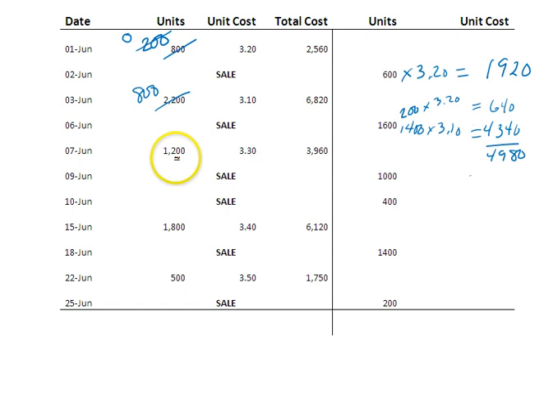Okay, June 7th, we had a purchase, no decision there. June 9th, we sold 1,000 units. So which 1,000 did we sell? Well, the first ones in were 800 of those, leaving zero. So 800 times 310, and then I sold 200 of those, leaving 1,000, and so that is 330.